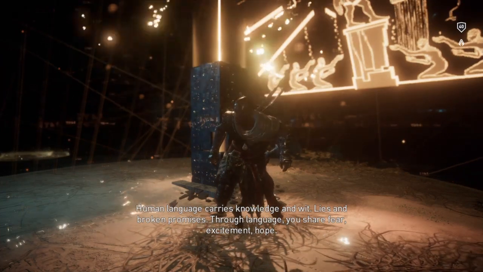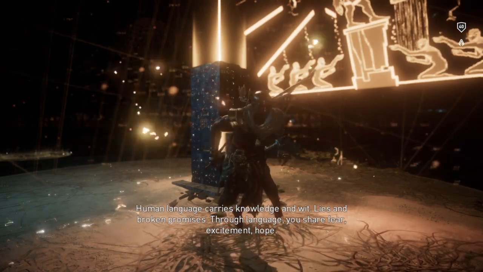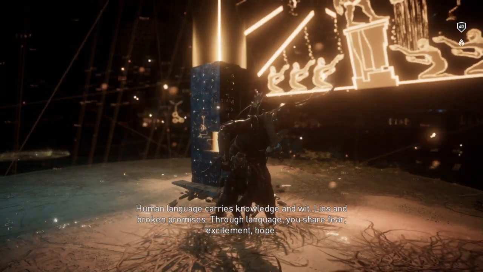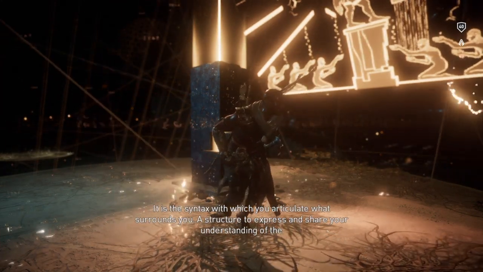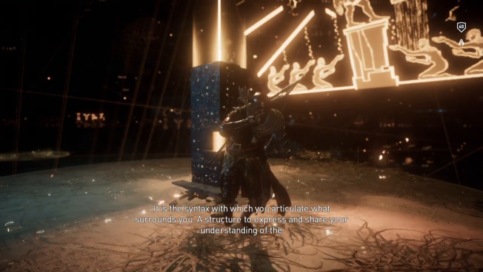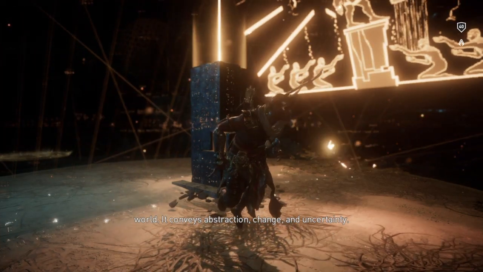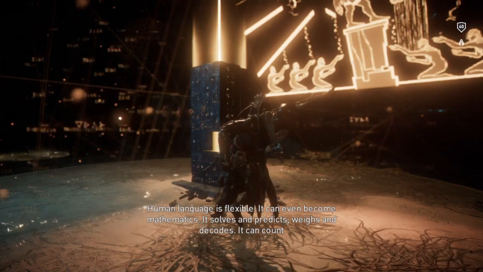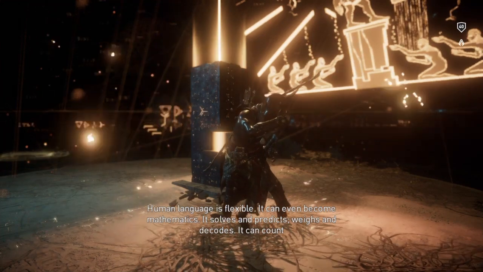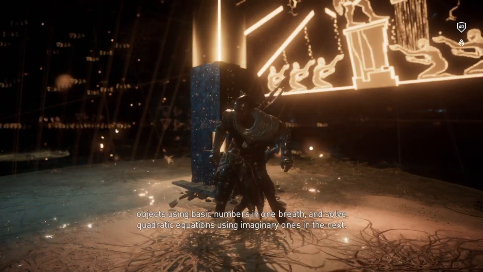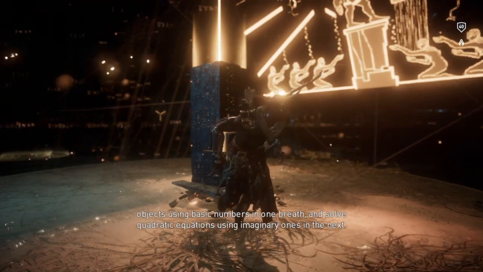Human language carries knowledge and wit, lies and broken promises. Through language you share fear, excitement, hope. It is the syntax with which you articulate what surrounds you. A structure to express and share your understanding of the world. It conveys abstraction, change, and uncertainty. Human language is flexible. It can even become mathematics. It solves and predicts, weighs and decodes. It can count objects using basic numbers in one breath, and solve quadratic equations using imaginary ones in the next.